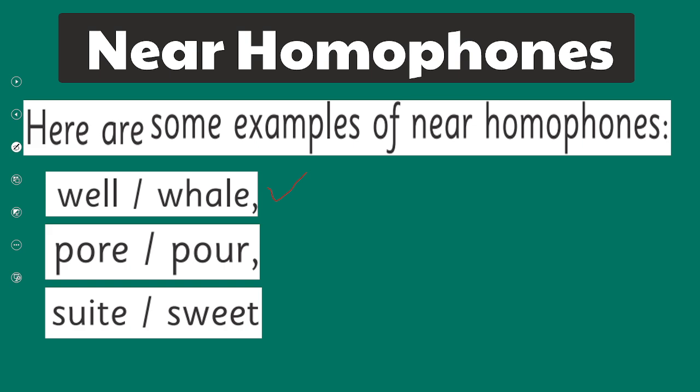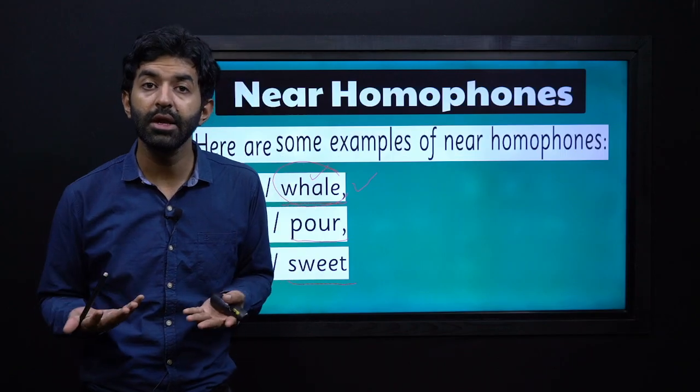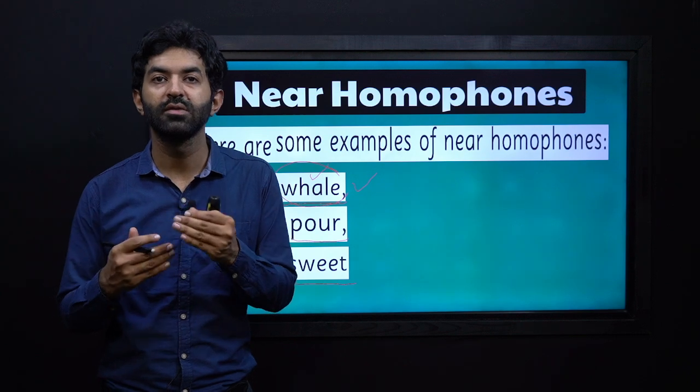Yes, this is well and this is whale. Here you have stretched the sound of A, but here this is a short vowel sound. So, they are sounding almost the same. Well and whale. Poor and pour. Sweet and suite. All these words have different meanings, but they are sounding the same.